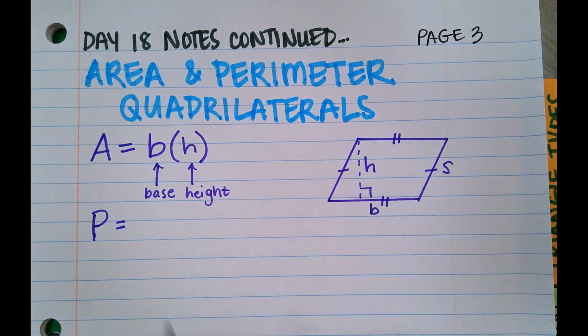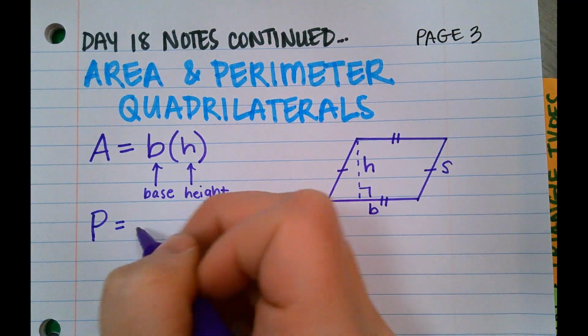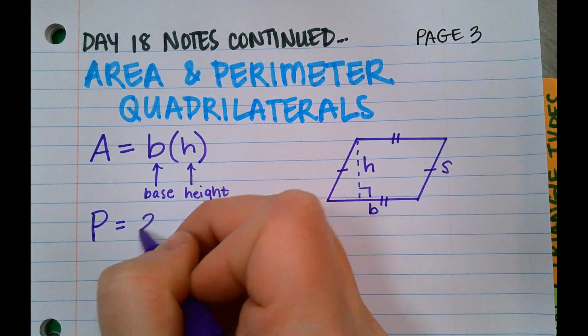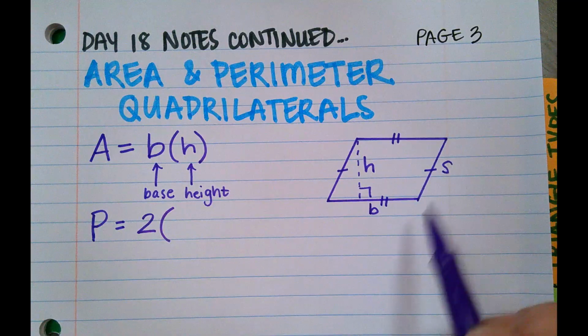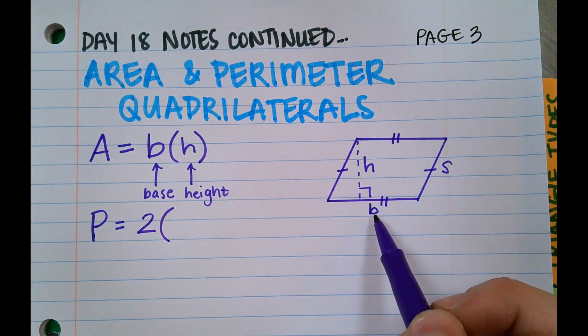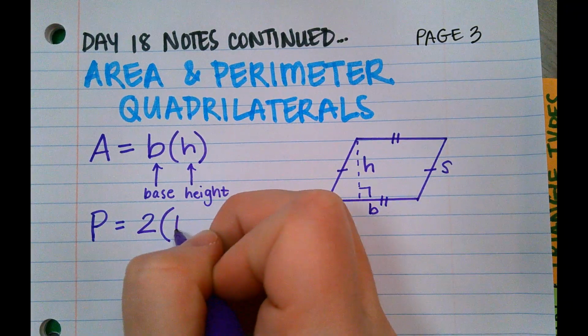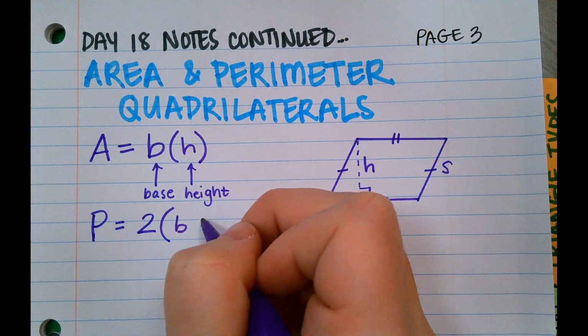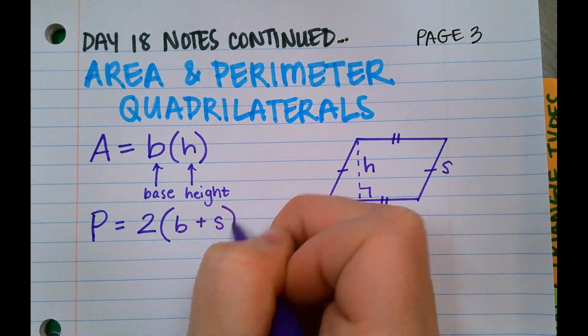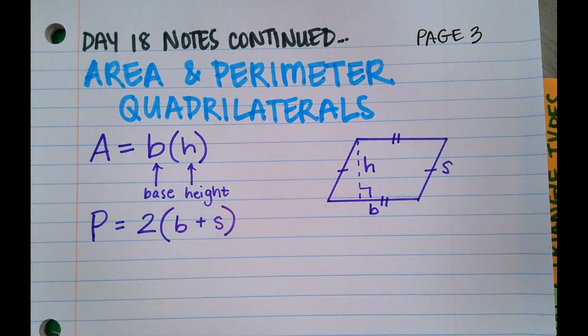There's an easier formula for this rather than having to add all four things. We can do 2 times base plus side, because we're adding both of them twice. Or you can just add all of the sides together.